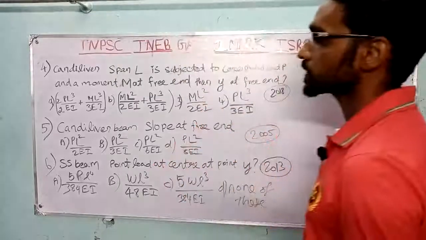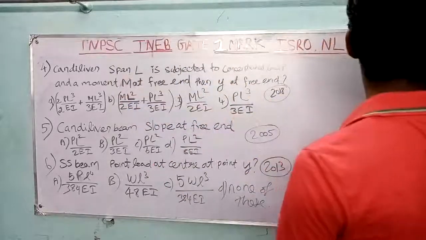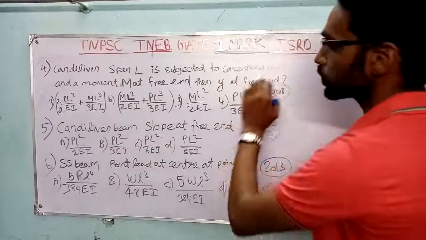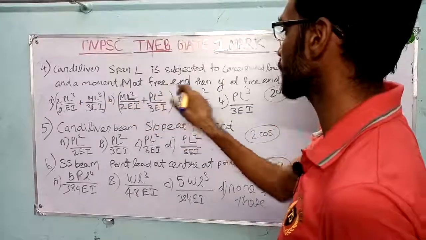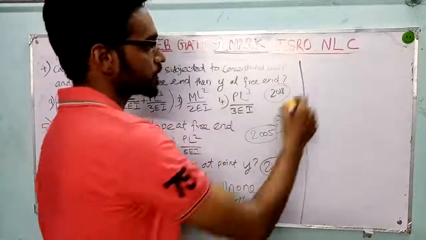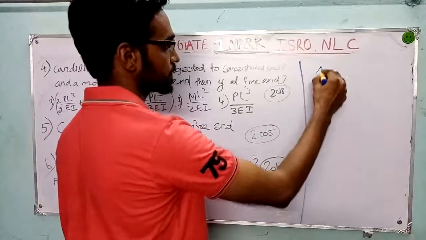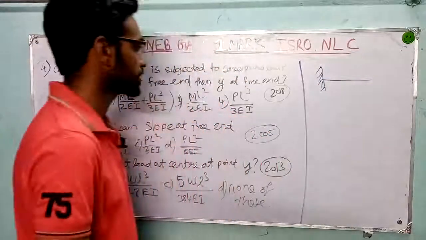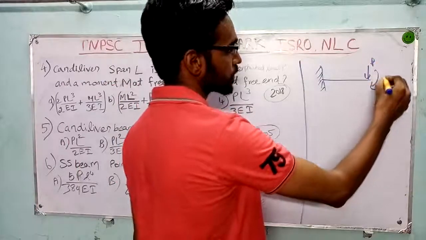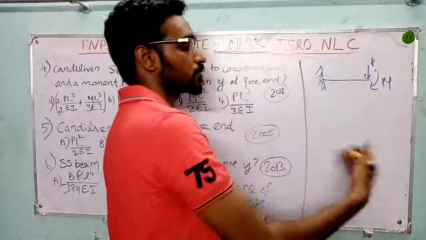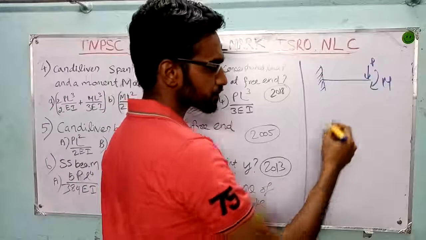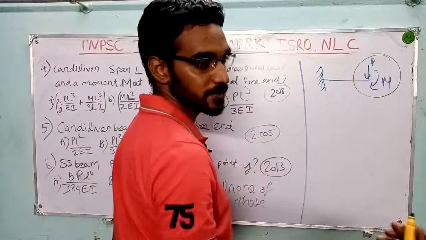One question says a cantilever of span length L is subjected to a concentrated load P and a moment M at the free end, then what is the deflection y at the free end? Cantilever beam, point load will be acting and the moment is also acting. So the principle of superposition theorem says if two loads are acting, then simply add them.